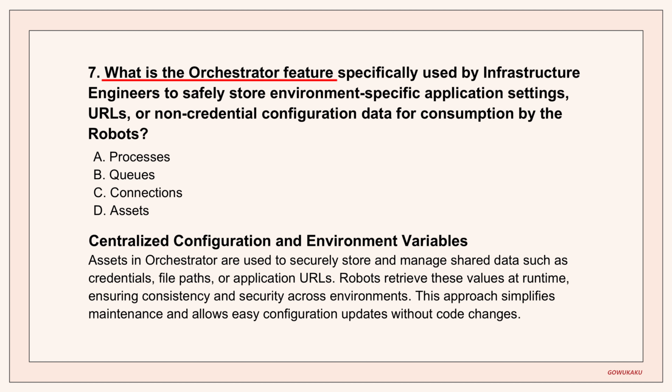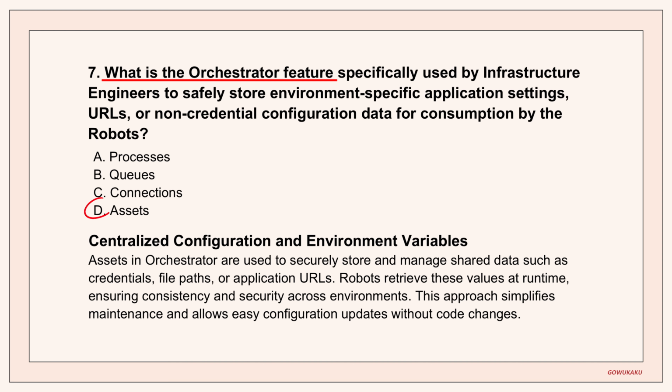But why not just use environment variables directly on the robot machines? Seems simpler, maybe. Why mandate using Orchestrator assets? Well, you could use environment variables, sure. But doing that really sacrifices centralization and, importantly, auditability. The real value of assets is twofold: security and uniformity. First, assets can be encrypted within Orchestrator, and you can control exactly which robots or users can access which asset.